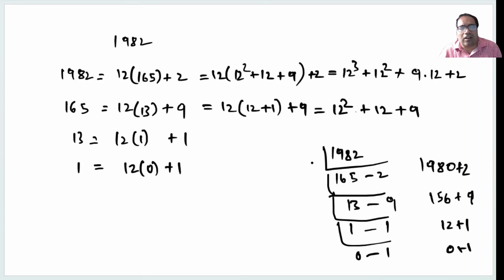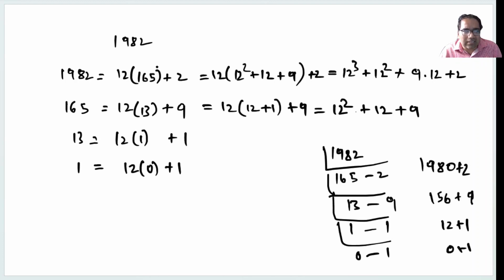So we just go on dividing the given number by 12, because the base notation we want is base 12. If it is base 5, then we'll keep on dividing by 5s. Or if it is 13, we keep on dividing by 13s. Basically, 1982 we are writing as 12 into 165 plus 2. Right, 12 times 165 and a remainder 2 means 12 times 165 plus 2.